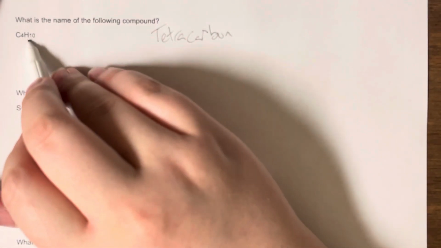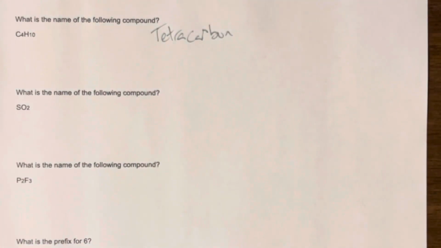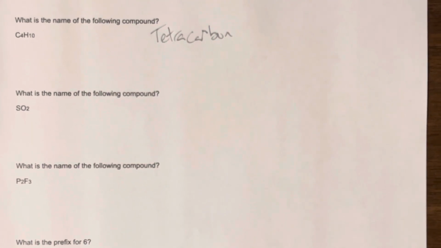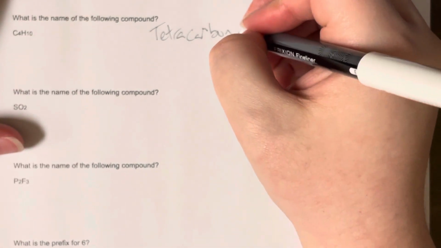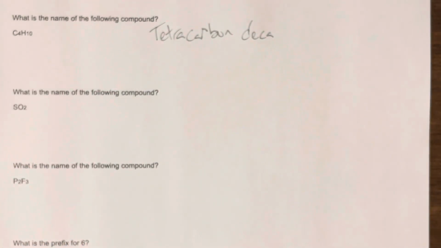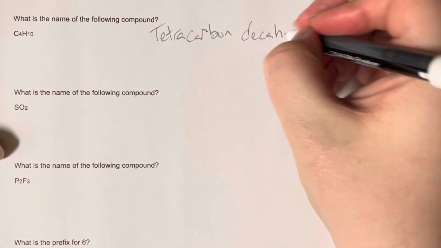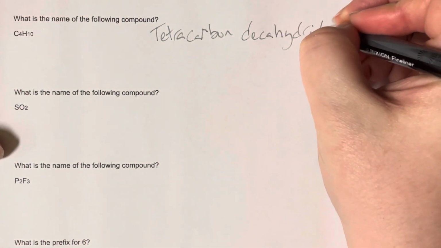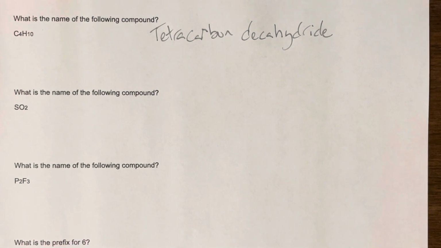And then we have the subscript 10 for hydrogen, and the prefix for 10 is deca, or dec, and hydrogen needs to change its suffix to "-ide," so this would be deca, since hydrogen doesn't start with a vowel, and changing its suffix to "-ide" would change that to hydride. So we have tetracarbon decahydride.